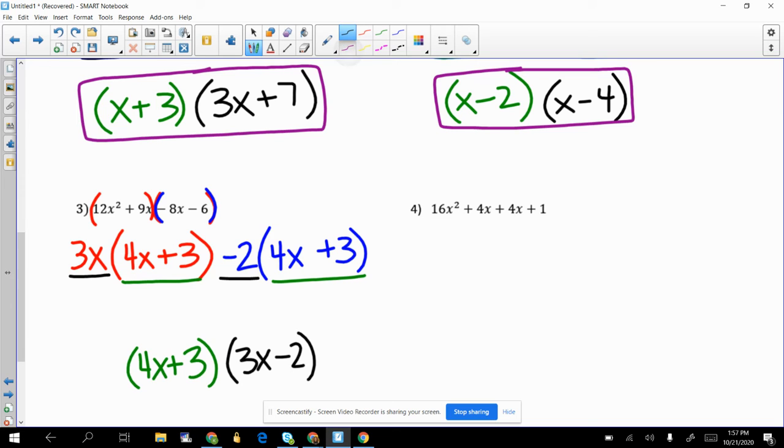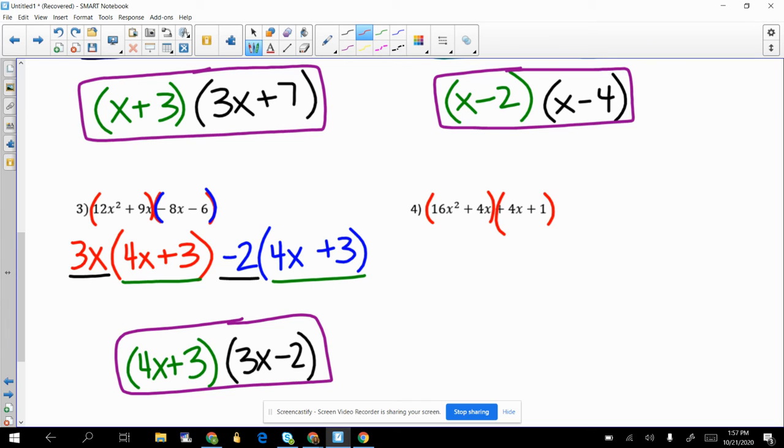All righty. There's your answer. All right, and last one, let's be careful with this one. So we're going to go ahead and group. In our first group, what can we take out of 16x squared and 4x? Again, they both have an x, and 16 and 4 can both be divided by 4. So 16x squared divided by 4x will leave you with 4x. And 4x divided by 4x will leave you with 1.